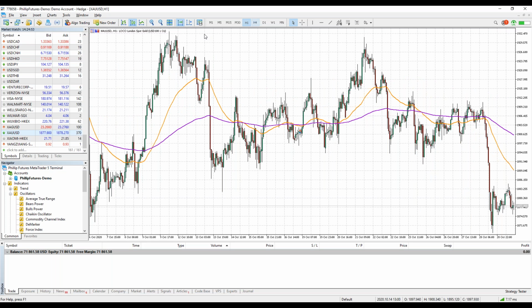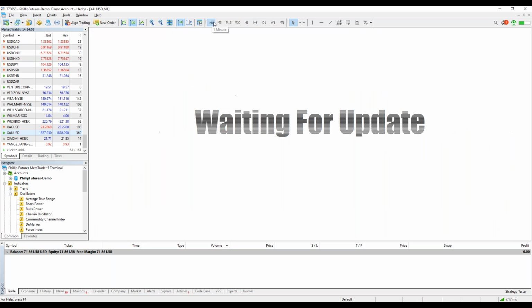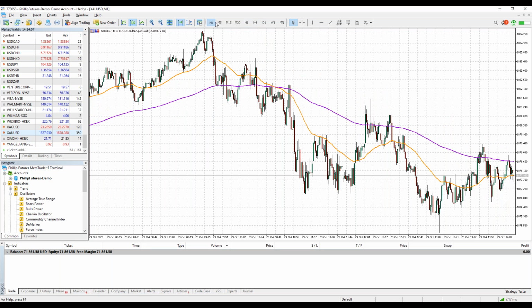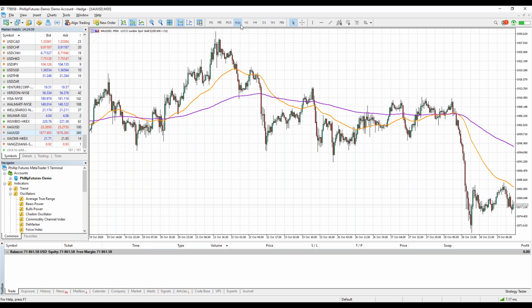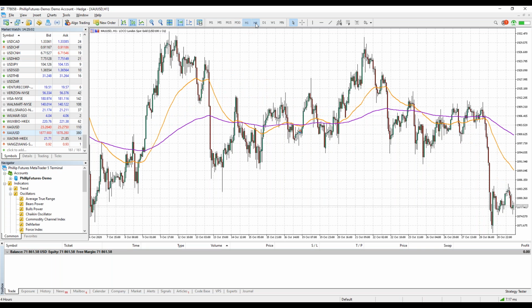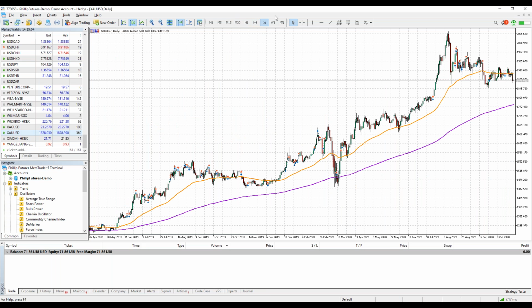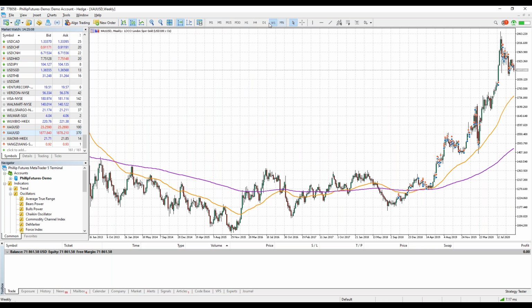And on the top, of course, there are time frames. This one is a 1 minute chart. And then we have 5 minute, 15 minute, 30 minutes, 1 hour, 4 hour, daily. And then of course, if you are looking to hold really, really long term, you can look at the weekly chart or even the monthly chart.